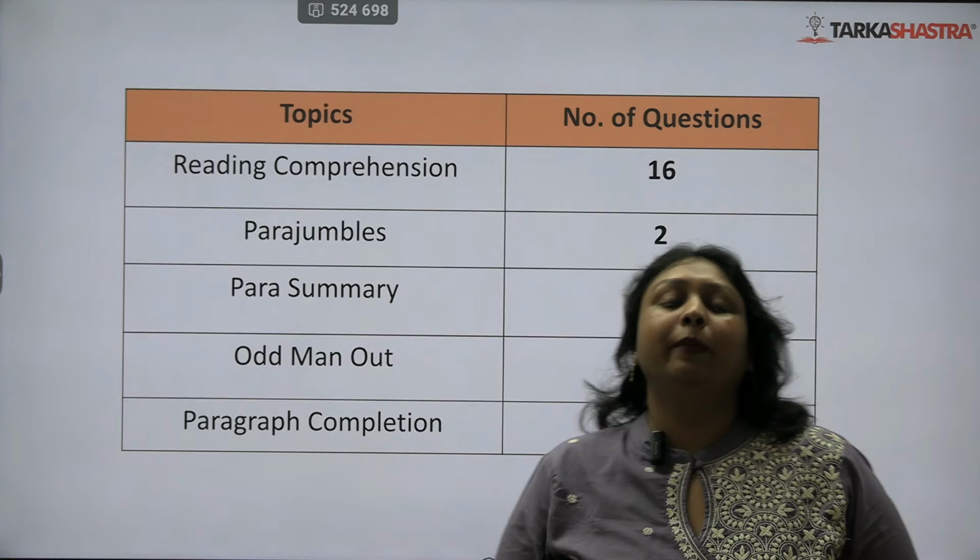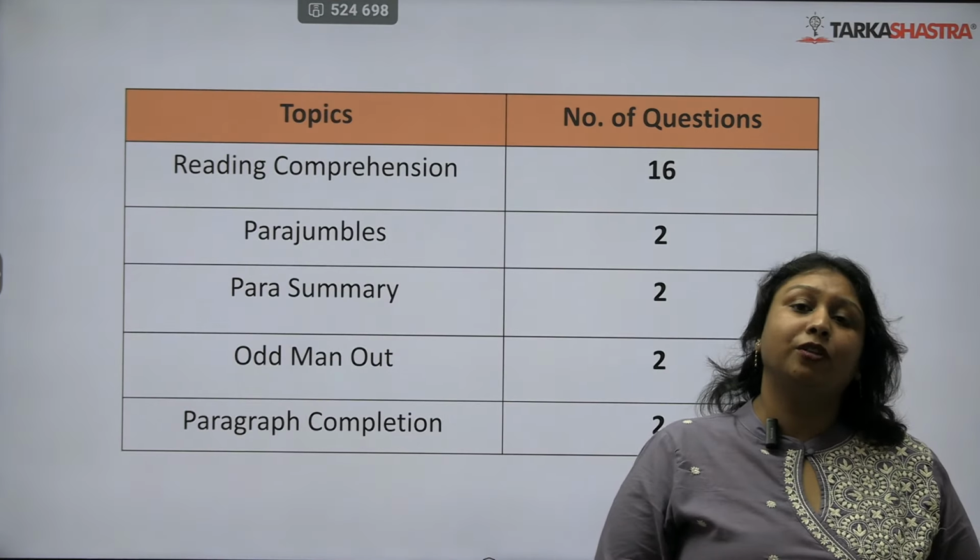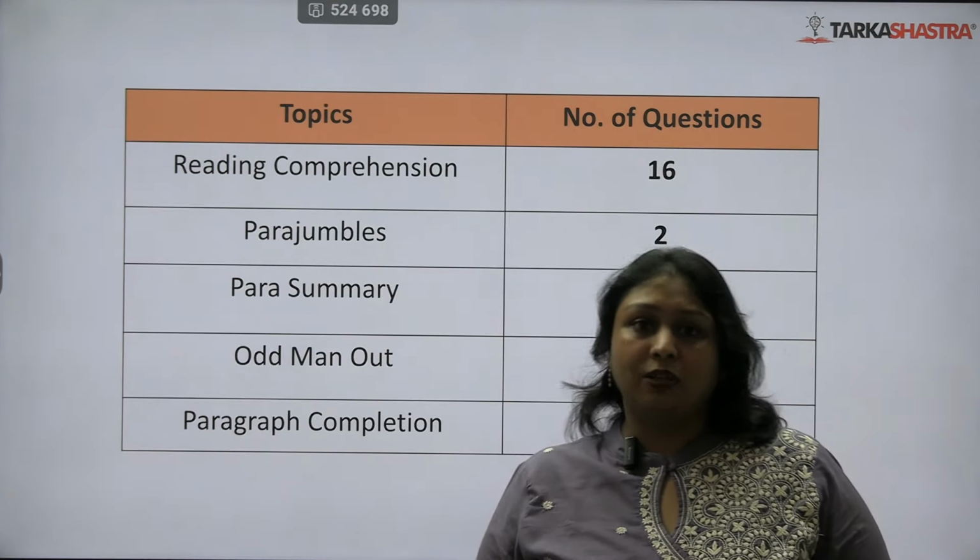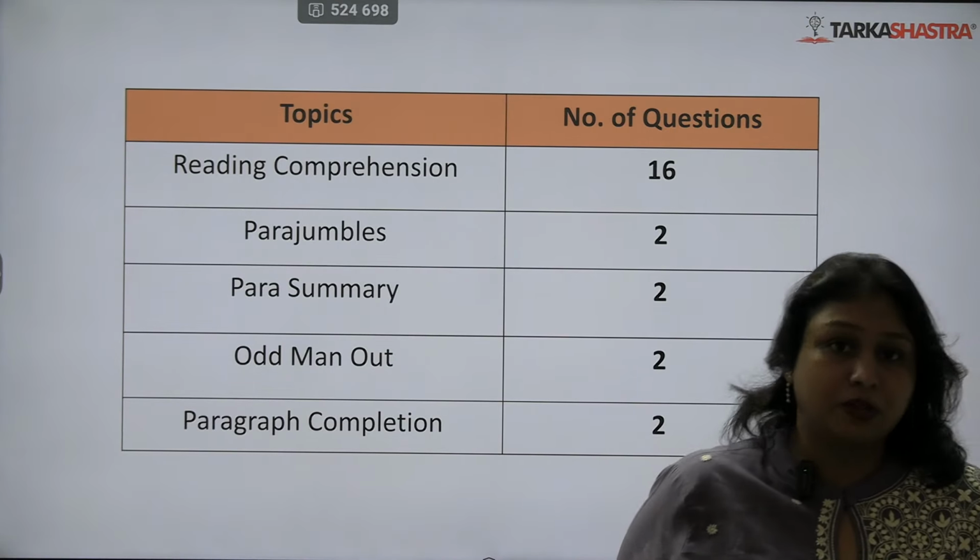Next comes odd man out. Again, this is a TITA based question. It is quite similar to parajumbles. See, in parajumbles we have to create synchronization.